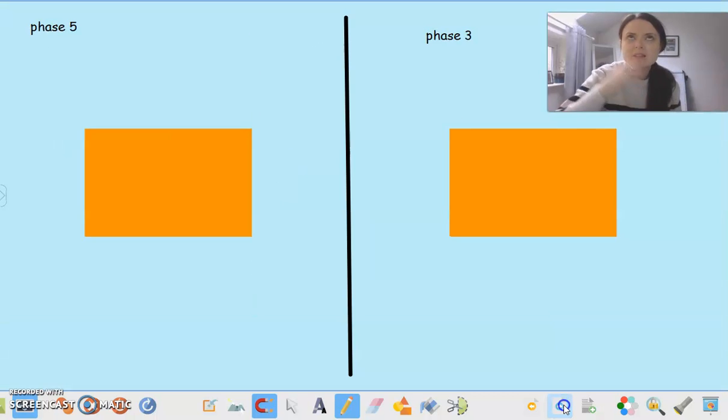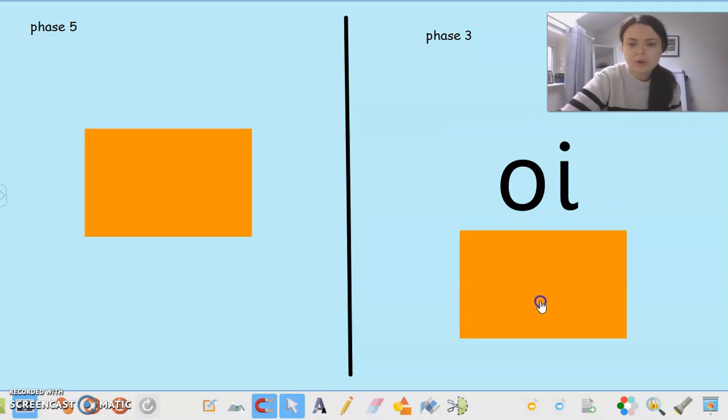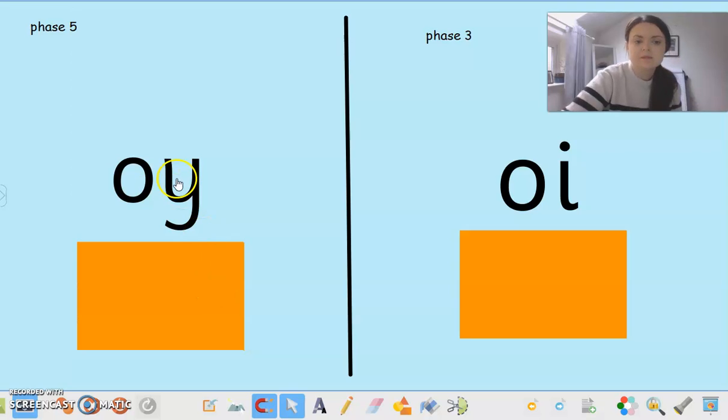Again, that is a sound that we have learned already. So can you remember what letters make that sound in our phase three? O and I make the oi sound, but we have got a different spelling in phase five. It's O and Y. Okay, so oi.